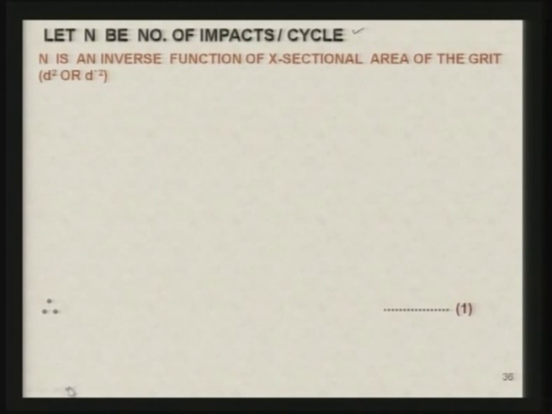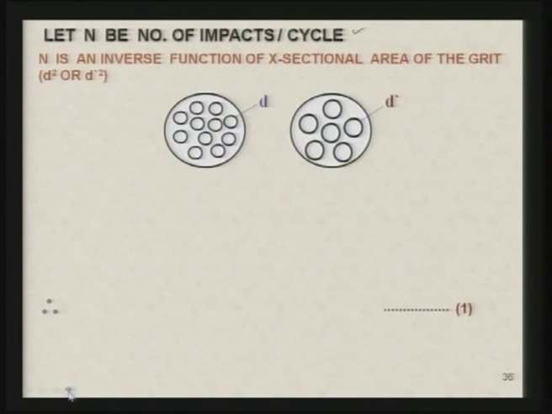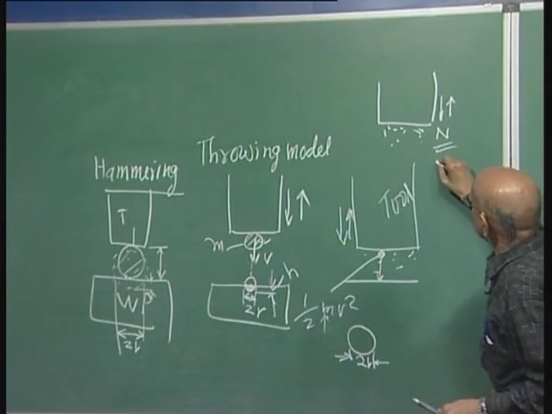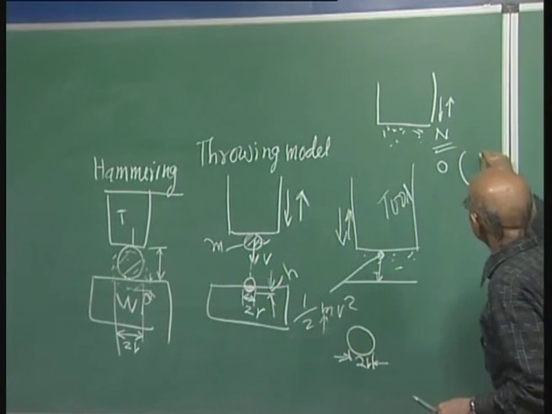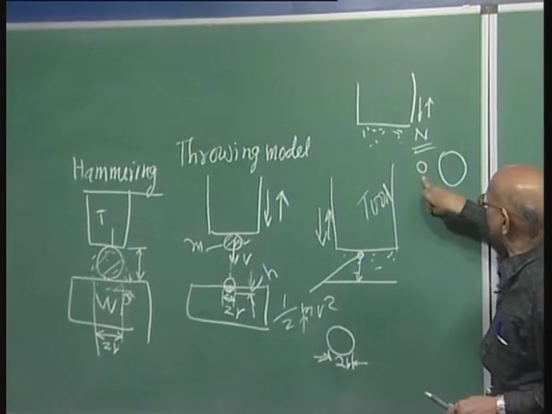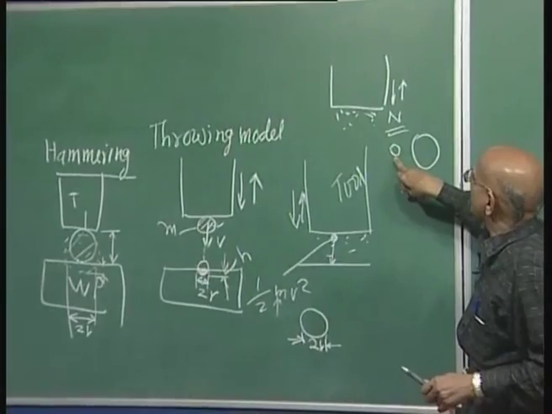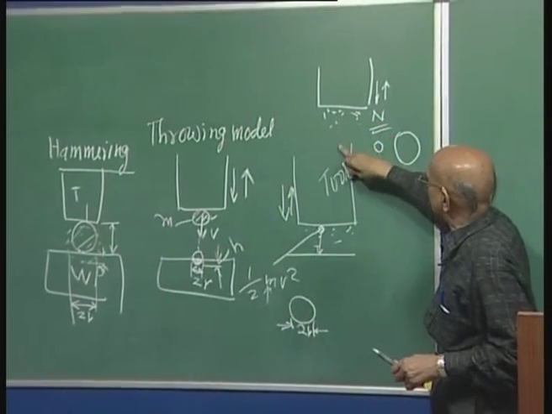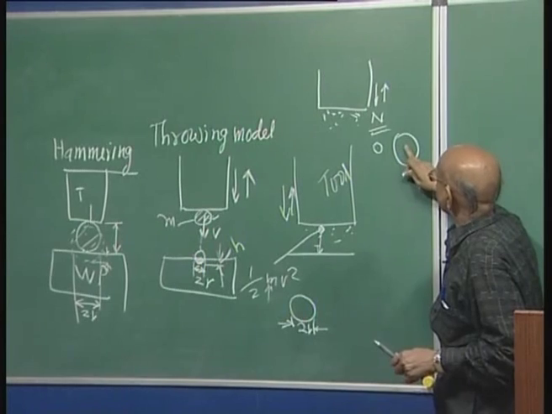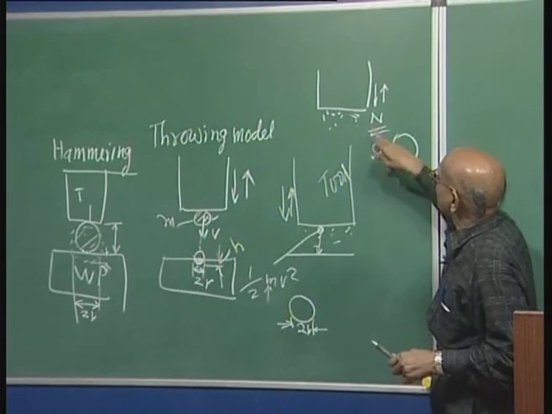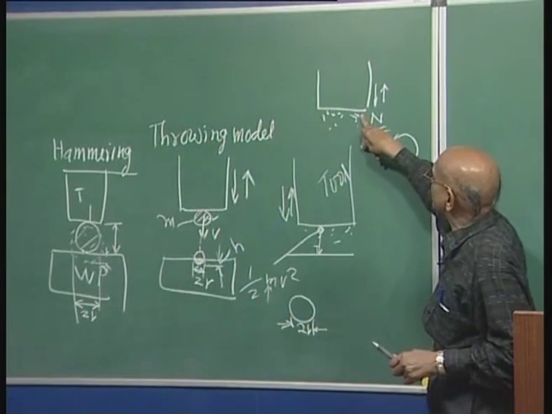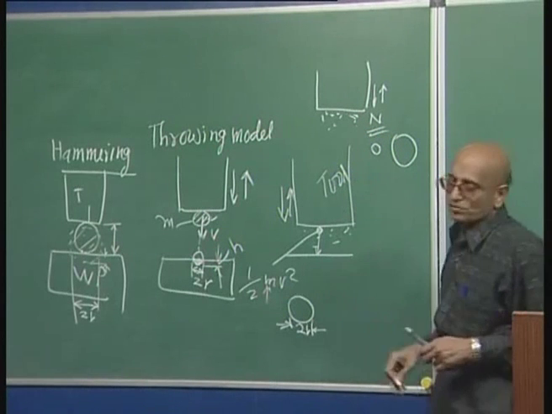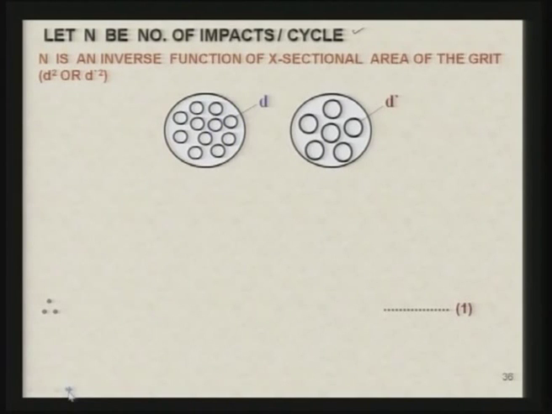Now, the question arises, how many abrasive particles are going to hit, because there will be thousands of abrasive particles in the slurry. How many are going to hit will depend upon the size of the abrasive particle. If the size of the abrasive particle is small, then a larger number of abrasive particles will be under the tool and they will be hitting the workpiece. If the size of the abrasive particle is large, then a lesser number of abrasive particles will be under the tool, and then a lesser number will be hitting the workpiece.